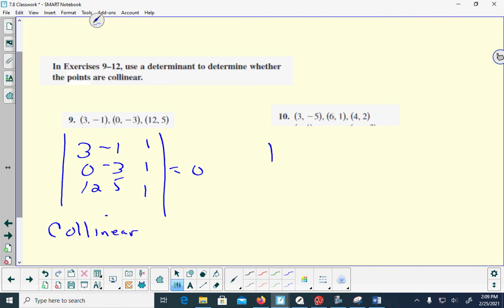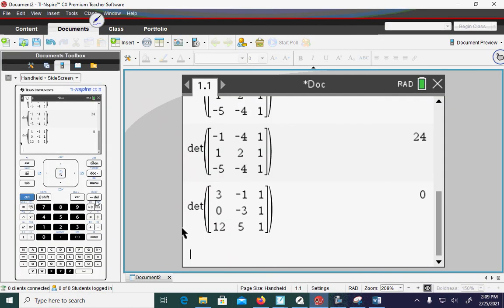Now I'm going to do the same thing for number 10: 3, negative 5, 6, 1, 4, 2, column of ones. I'm going to go find that determinant and see what I get. Haste makes waste.